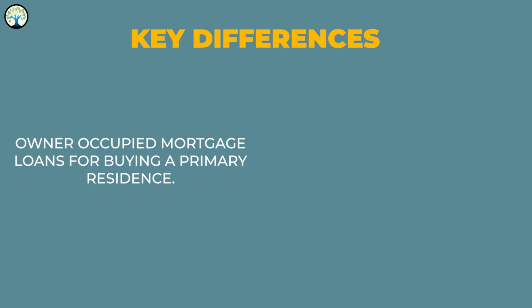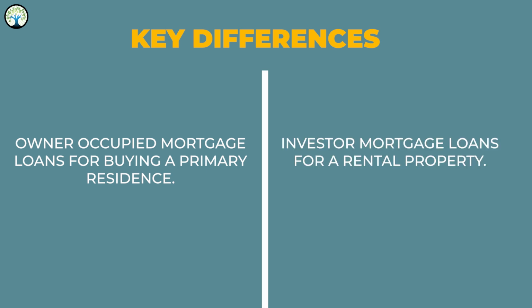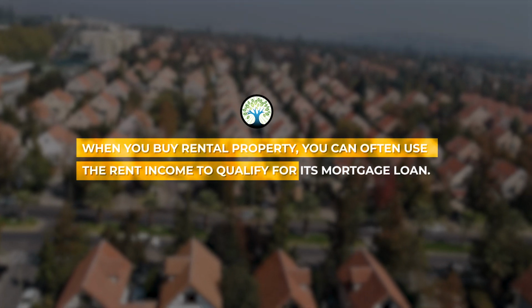Tell us about the key differences between owner-occupied mortgage loans for buying a primary residence and investor mortgage loans for a rental property. Sure. So I would say the biggest difference is that for a rental property, there's additional income that potentially we get to use to help offset that new monthly liability, aka the mortgage payment, PITI: principal, interest, tax, and insurance. We have access to income potentially to help offset that.